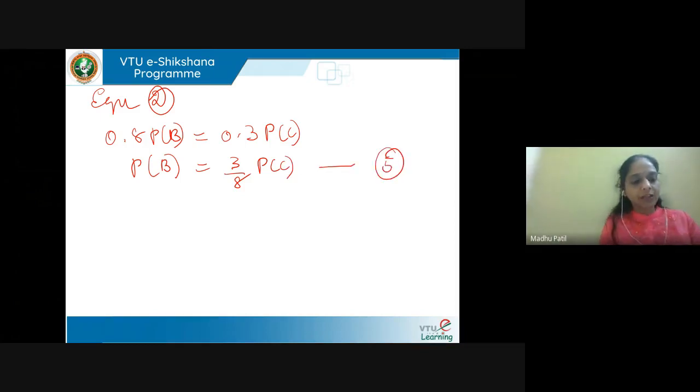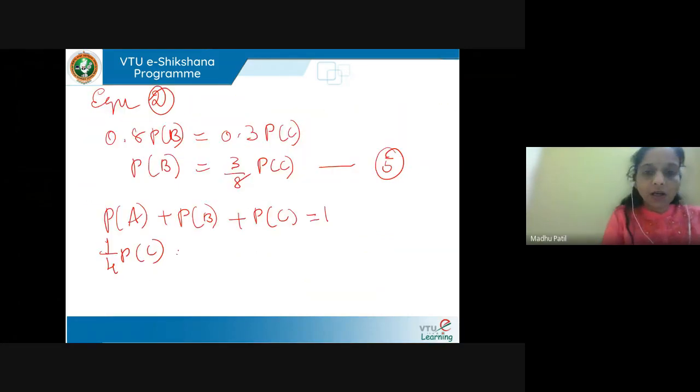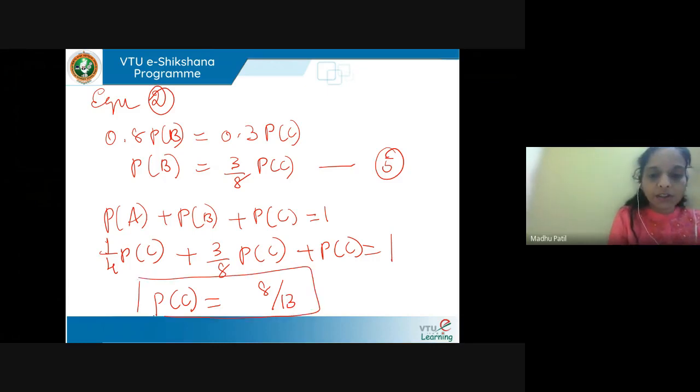I have to find the probability of each state, entropy of each state, and entropy of the source. Three states, P of A, P of B, P of C, I have to find. But we have three states, so the probability of all should be equal to 1. This we know. Okay. So now what is P of A? 1 by 4 P of C, plus P of B is 3 by 8 P of C, plus P of C equal to 1. From this equation, I get P of C is equal to 8 by 13. So I got the probability of state C.